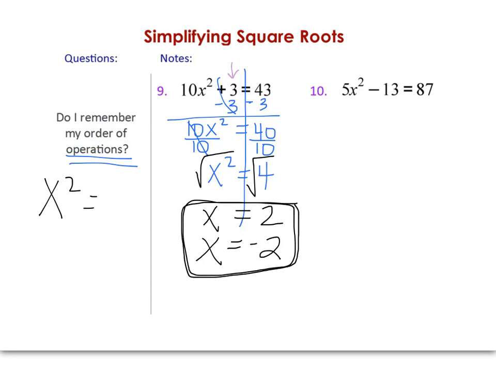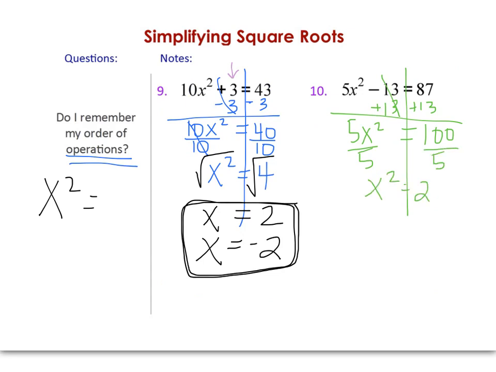Well, let's take a look at this one. Number 10, I have 5x squared minus 13 equals 87. If I add 13 to both sides, I get 5x squared. Negative 13 plus 13 equals 0. 100. Well, if I divide by 5 on both sides, I get x squared equals 20.